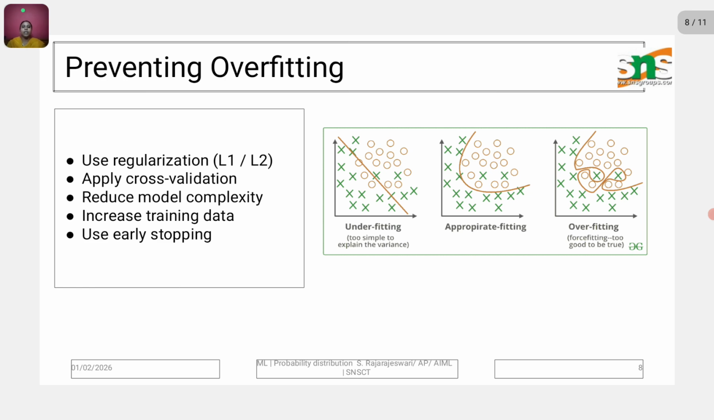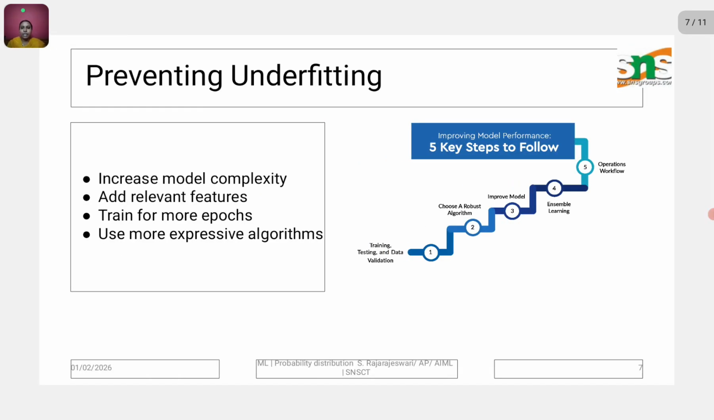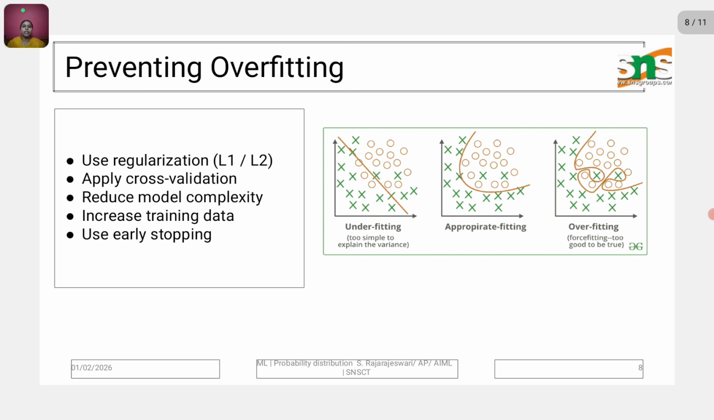So here is the concept of overfitting and underfitting prevention in supervised learning. This is the main thing.